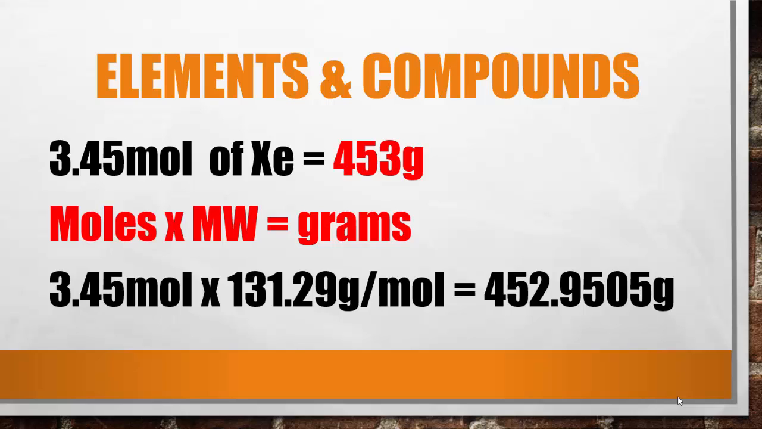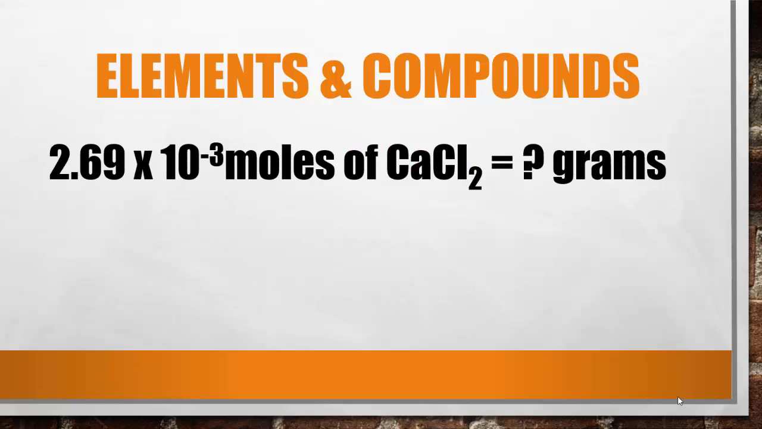Well, for an element, that's easy. You just read off the periodic table. What do you do for a compound? Which means I have an example. You have this many moles of calcium chloride. How many grams do you have? And you do it the same way.